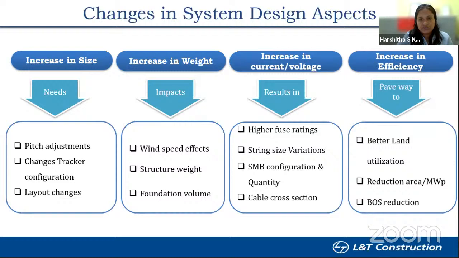And finally, the increase in efficiency, which we are finding in a few of these modules, which are reaching as high as 22%, will result in reduction in the land requirement, better land utilization, and reduction in area per megawatt peak, which further will lead to BOS reduction. So these are the impacts which can come in when we are moving towards more large format modules.